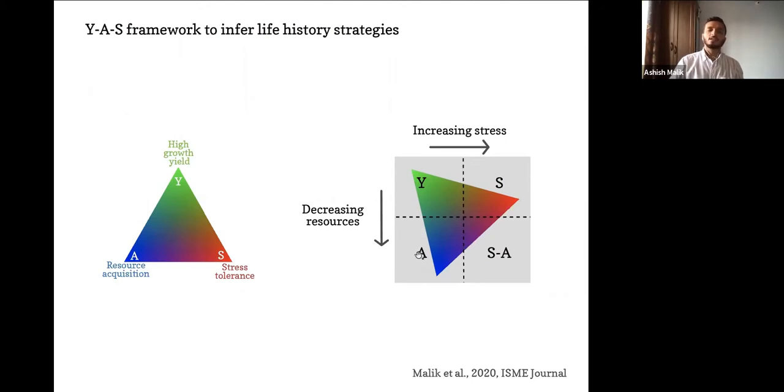And in environments where resources are limited and stress is minimum, resource acquisition traits will dominate, and hence the resource acquirer life history strategy will be more dominant. And in places where microbes experience high stress and less resources, microbes can still persist, and that's the beauty about microbial physiology, that they are everywhere. So there will be a combination of the S and A strategy for that.